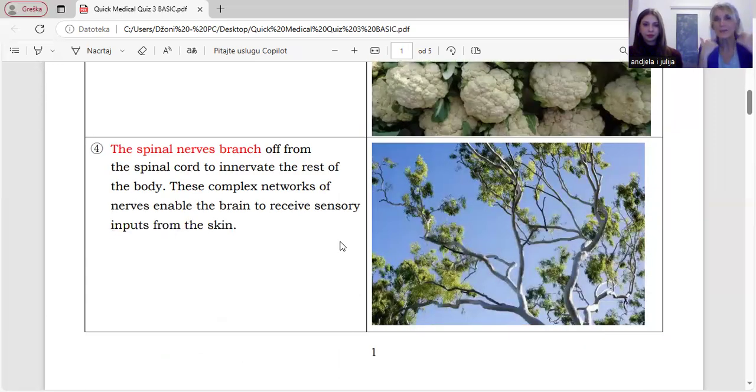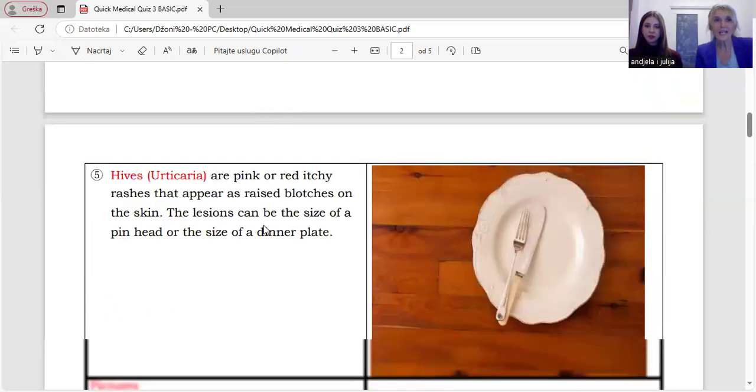So this is a little bit more anatomy. We have to think of the spinal nerves here, and we have the spinal cord. Innervates means it connects to the rest of our body, and we have complex networks of nerves that help the brain communicate with sensory inputs, sensory signals from the skin. This one was okay too? Yes. This one was a little bit hard.